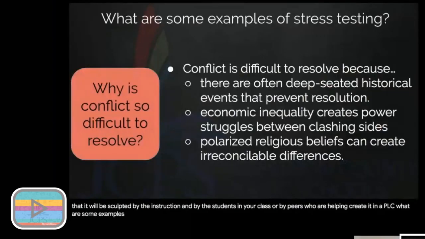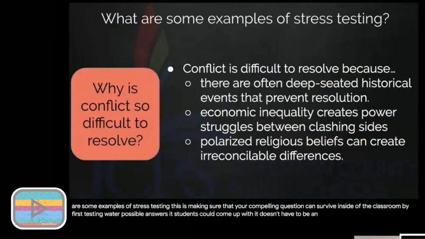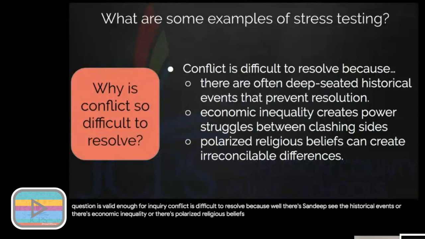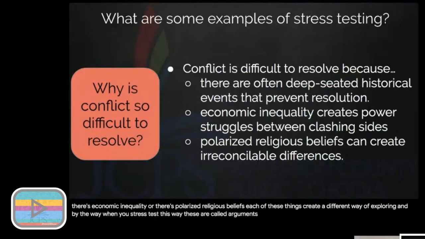What are some examples of stress testing? This is making sure that your compelling question can survive inside of a classroom by first testing what are possible answers that students could come up with. It doesn't have to be an exhaustive list, just making sure that the question is valid enough for inquiry. Conflict is difficult to resolve because there are often deep-seated historical events, or economic inequality, or polarized religious beliefs. Each of these things creates a different way of exploring. And when you stress test this way, these are called argument stems, which are basically thesis statements. They actually help you figure out which direction you might go with supporting questions.